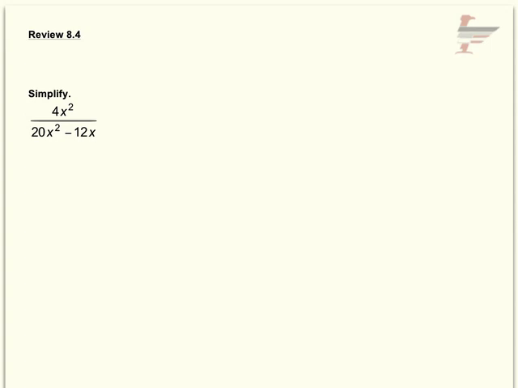Alright, section 8.4 is a review of simplifying rational expressions. So when you simplify rational expressions, remind yourself it's all about factoring. You want to factor anything that's factorable in the first step.